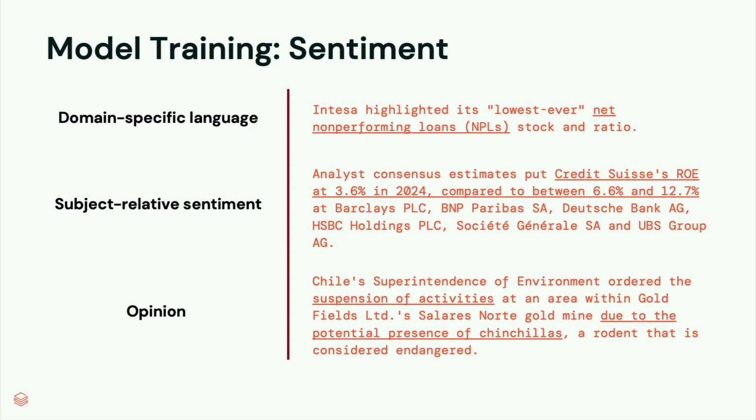The second sentence also contains some domain-specific language, but it's flagged here because it contains multiple different entities in different ways. And this shows how the model needs to understand subject relative sentiment, so that this is bad news for Credit Suisse, but good news for the other banks. And finally, the third sentence mentions some environmental issues where a mine has been shut down due to the presence of chinchillas. This is a matter of opinion, and just shows how that starts to enter the picture in sentiment analysis.